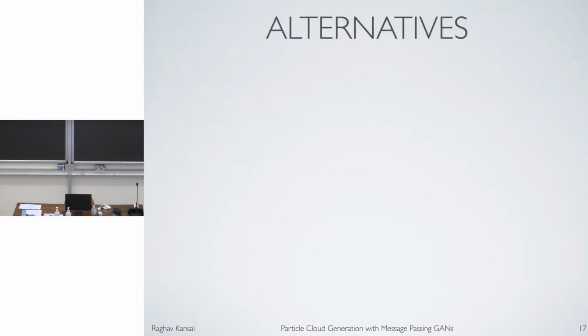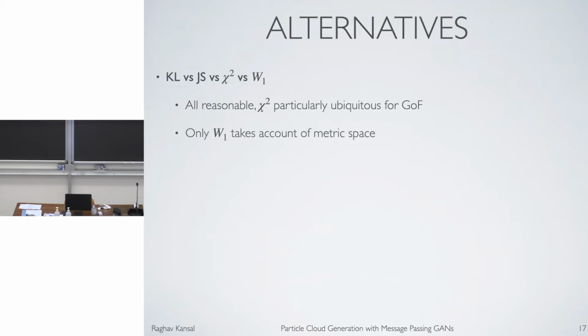Okay. Some alternatives I'll go over quickly: why Wasserstein instead of something like KL, Jensen-Shannon, or chi-squared, especially chi-squared, which is ubiquitous for doing goodness of fits. The main reason is that while it's good for analysis, for generative modeling we want a metric which takes into account the metric space. So KL, Jensen-Shannon, and chi-squared are all F-divergences, which don't take into account the space.